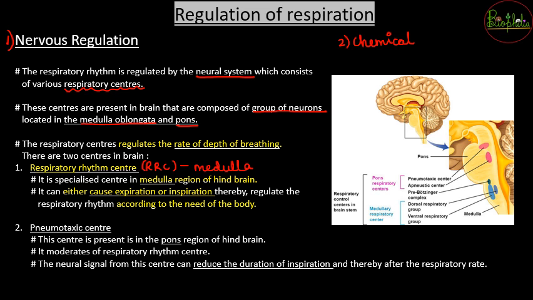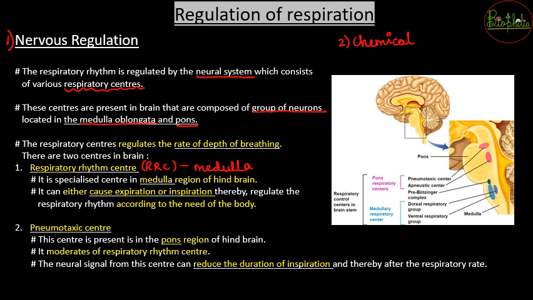Okay, the second center is the pneumotaxic center. Now this pneumotaxic center is going to be present in the pons region of the hindbrain. The pneumotaxic center has a function to moderate the respiratory rhythm center. And how is it going to independently contribute in regulation? By reducing the duration of inspiration.